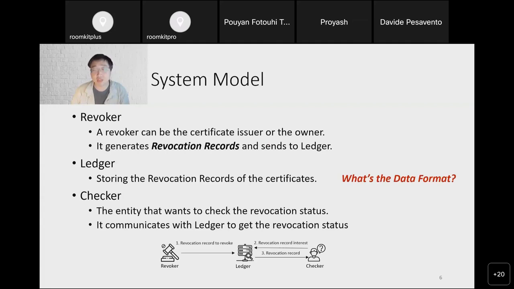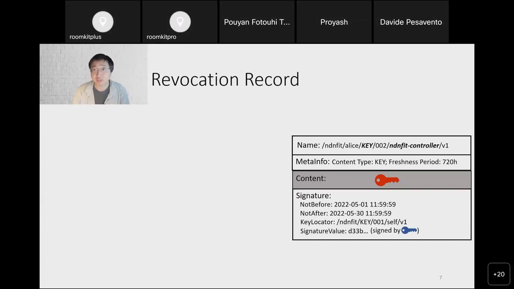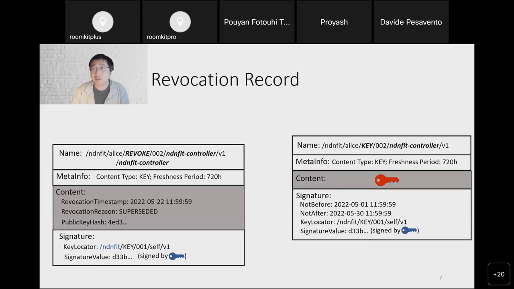Here, we have a certificate /ndnfeed/alice/key, under key ID 002, issued by ndnfeed-controller version 1. Now here is a revocation record. One can clearly see the relationship between the two names. We replace the keyword key in the certificate name with the keyword revoke, then append a revoker information component at the end of the name. The revocation record contains a revocation timestamp, a revocation reason, and a public key hash of the revoked certificate. We use TrustSchema to ensure the revocation legitimacy.